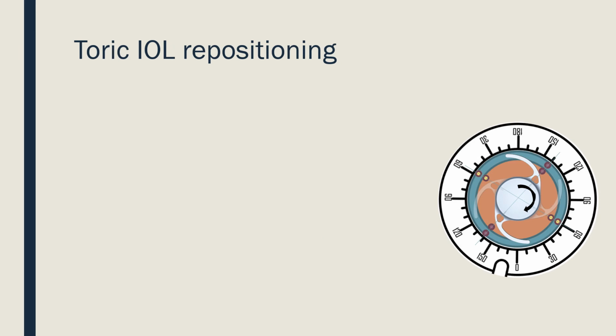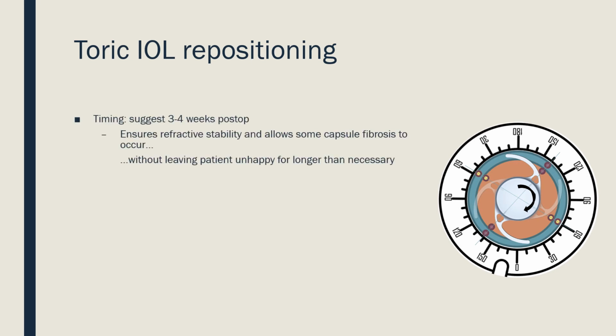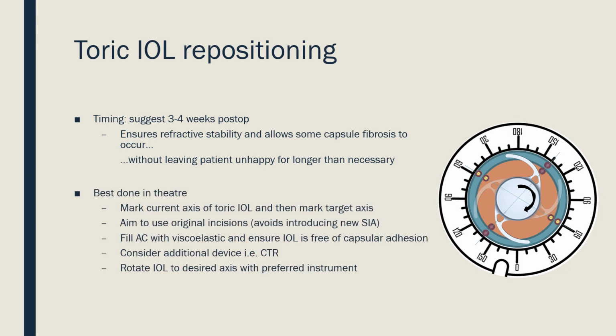So in terms of timing for toric rotation, I'd suggest about 3 to 4 weeks post-operatively. This ensures refractive stability and allows some capsule fibrosis to occur, which will help prevent further rotation once you realign the lens, but without leaving the patient unhappy for longer than necessary. So although some surgeons rotate lenses at the slit lamp, I think this process is best done in theatre.